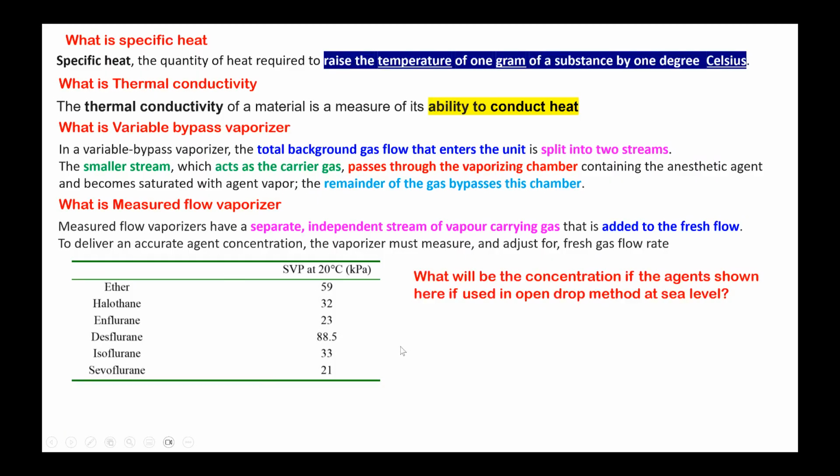Using the formula that I showed you in the previous slide. Supposing ether, if I use, what will be the percentage of ether? SVP divided by ambient pressure or atmospheric pressure, multiplied by 100. So the same number will become the percentage. It will become 59% ether, 88% desflurane, 32% halothane, 21% sevoflurane. That is the reason why I told you the formula first. So it will be ether 59, halothane 32, the same number you will say as percentage.